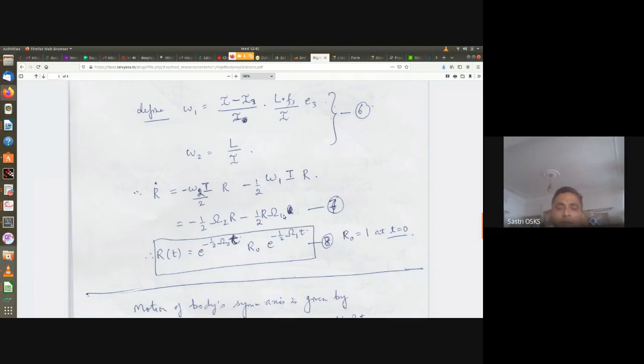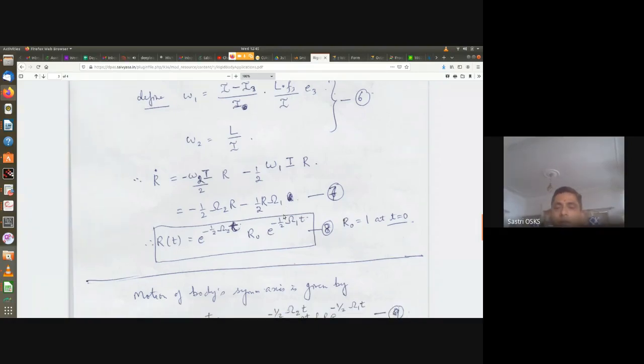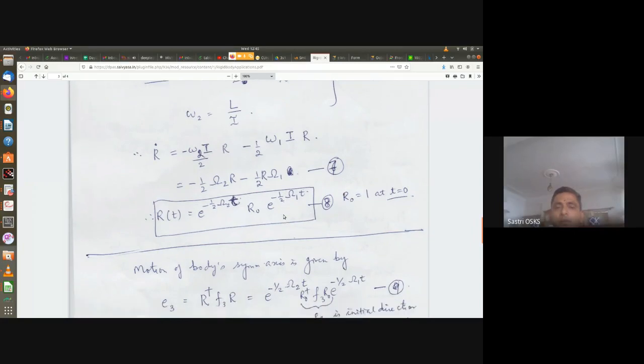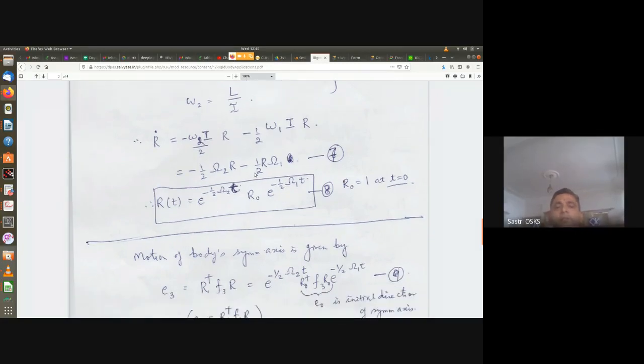So substituting for now, you can calculate what is R of t. So R of t will be what? This R, you take it down, right? And then dr by dt, so you take the dt on top. So you get exponential minus half omega 2 t, R naught, into exponential minus half omega 1 t.